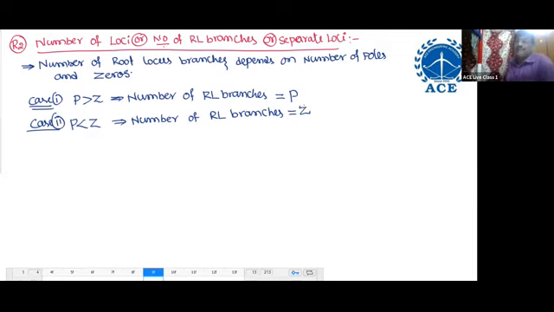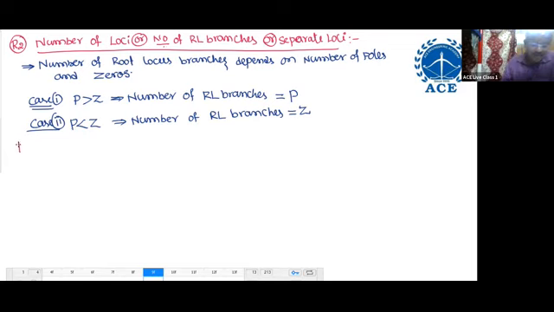Finally, I told it already, the number of poles equals the number of zeros, because branches start at a pole and end at what? A zero. For each and every pole, one zero is required. So that means the number of poles must be equal to the number of zeros. So this is the second rule.